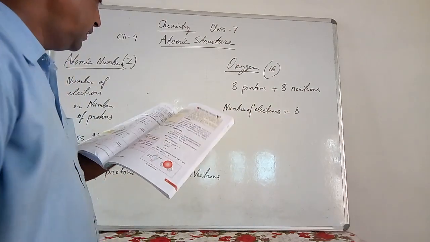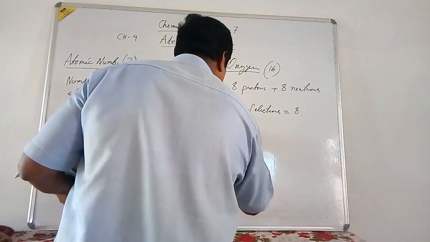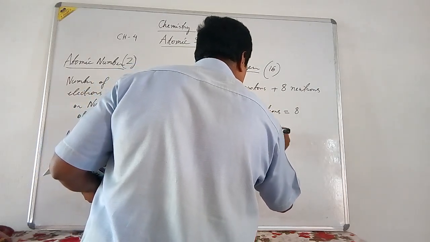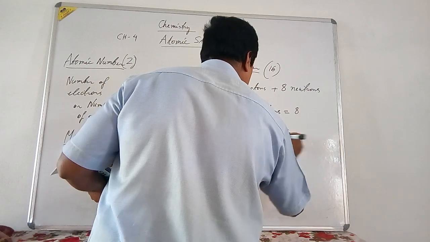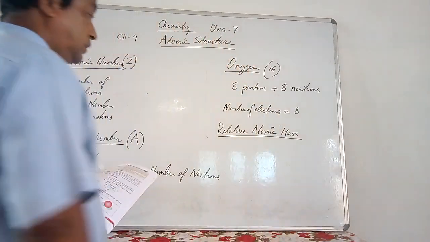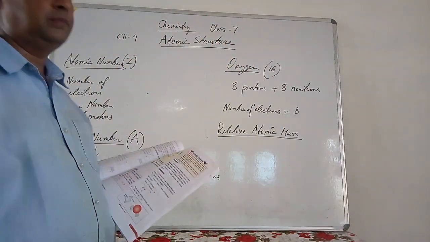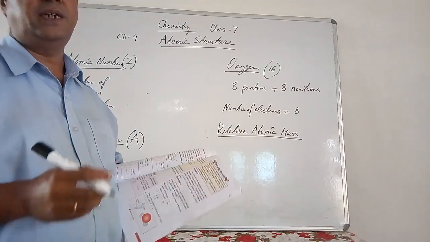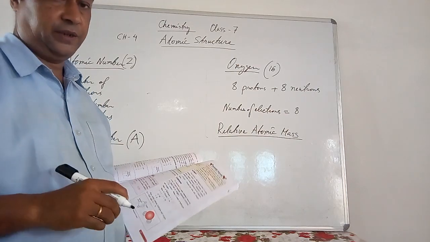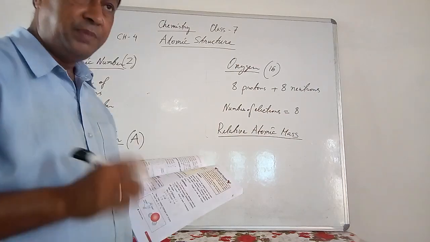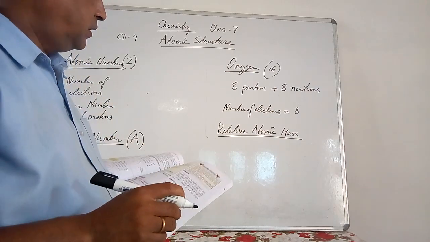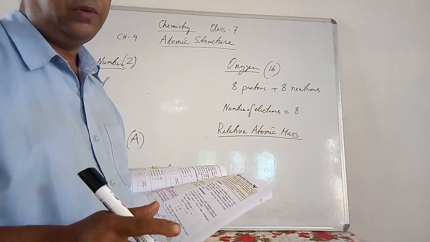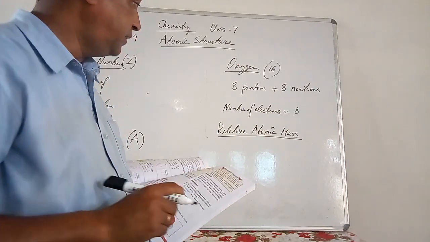Now the next definition is relative atomic mass, that is given in your book. Now what does it mean? It is relative, which means you have to compare the atomic mass of an element with the atomic mass of hydrogen. So relative atomic mass means how many times an atom of an element is heavier than one atom of hydrogen. So that is the relative atomic mass.